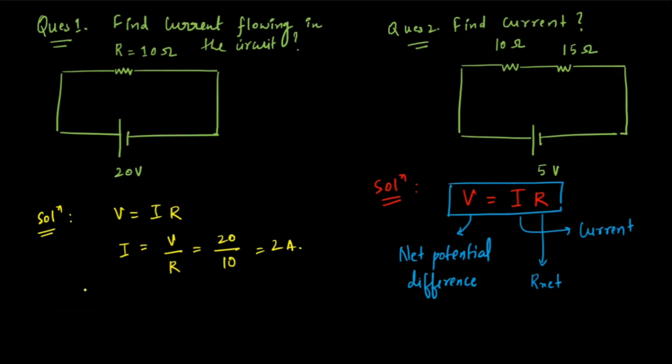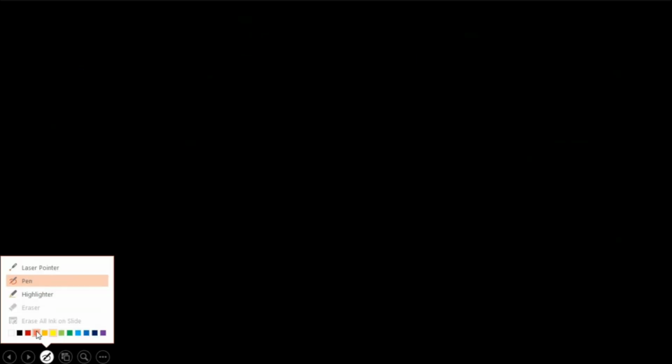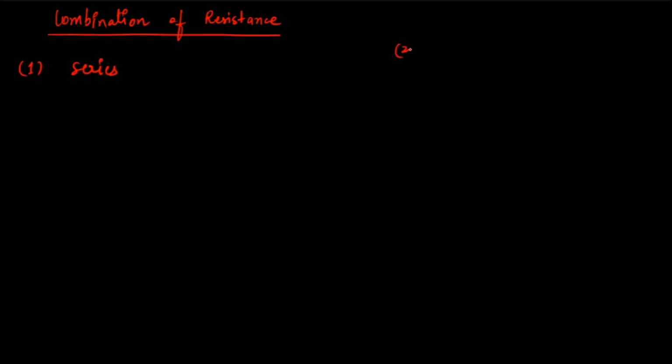So before actually moving ahead, let us talk about combinations of resistance, how resistance is calculated in different combinations. As you have already studied in previous classes as well, resistance can be combined in two ways. One is series combination and another is parallel combination. We need to understand these combinations pretty well, what exactly is going on, and what are the characteristics or differences between these two combinations.